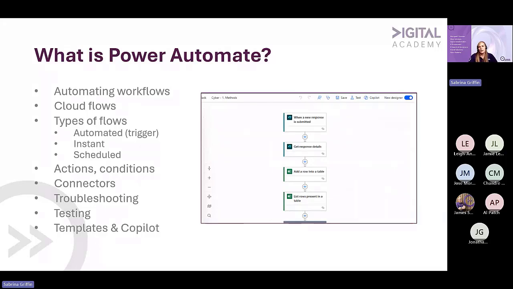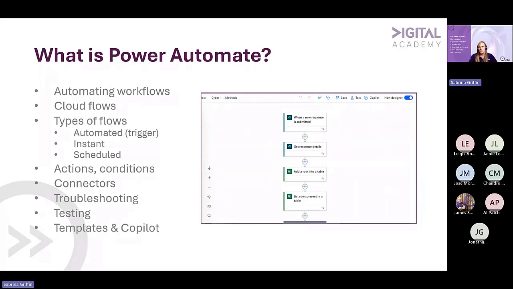There's lots of different connectors, so most of the connectors that you'll be using will be Microsoft 365 apps, so Planner, Excel, Word, Outlook, Teams. There are third-party connectors as well. So for example, if you use a document management system, it's possible that there is a connector for that document management system within Power Automate. You might be able to generate some processes from that. And like I mentioned, we've got the troubleshooting and testing capabilities as well.